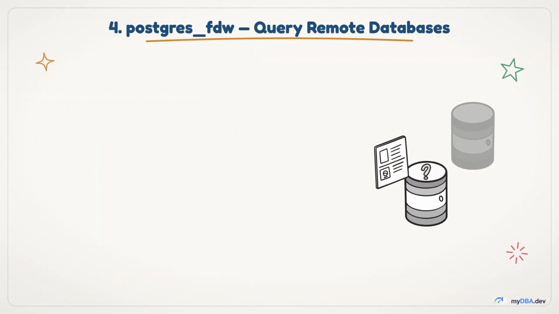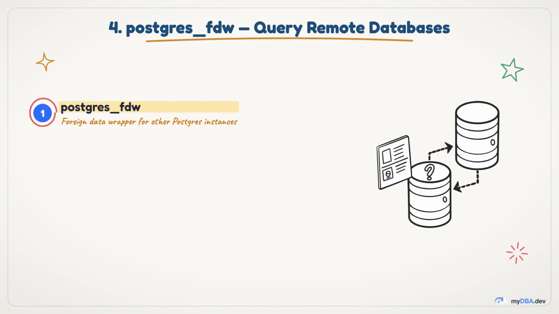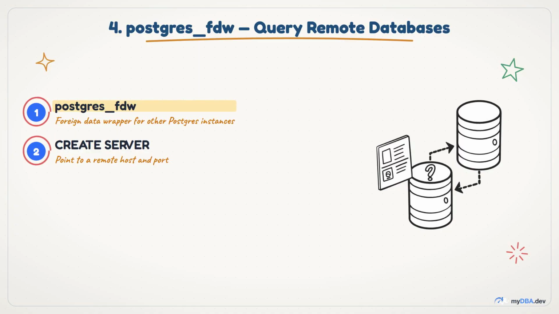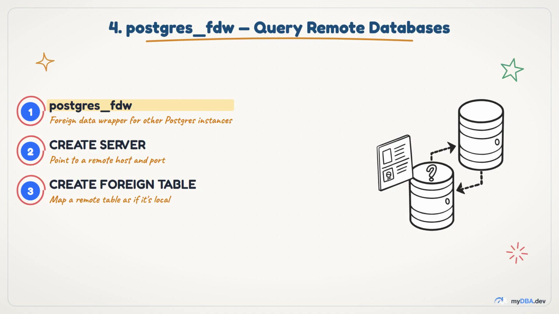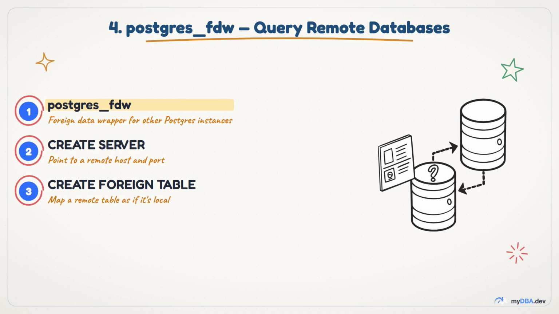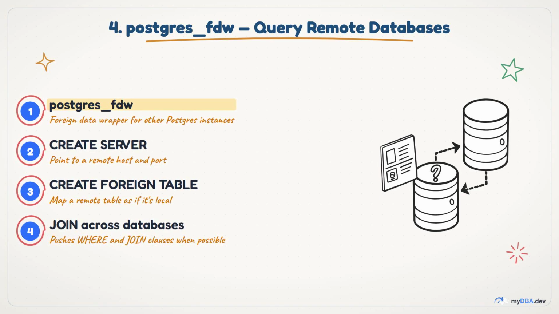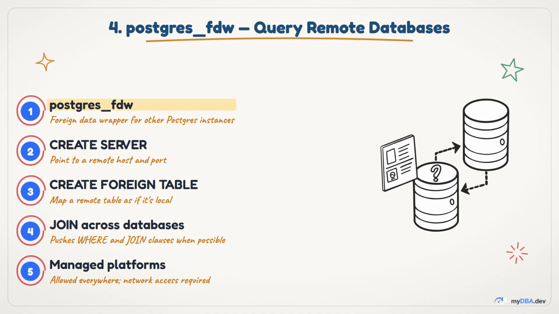postgres_fdw lets you query tables in another Postgres database like they're sitting right there in your local schema. You define a server that points to the remote host, create a user mapping with the credentials, then create foreign table to map the schema over. Joins and filters get pushed down to the remote side when the planner figures it out. It's allowed on all the managed platforms, but obviously you need network connectivity between your instances.